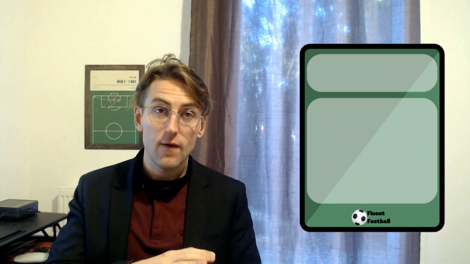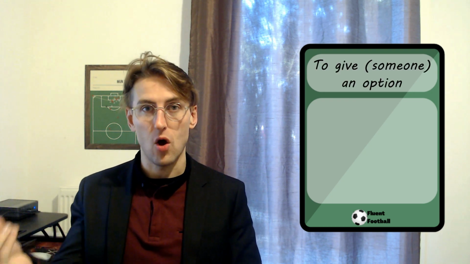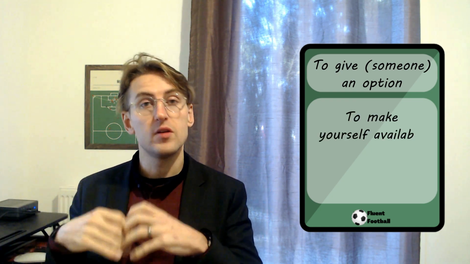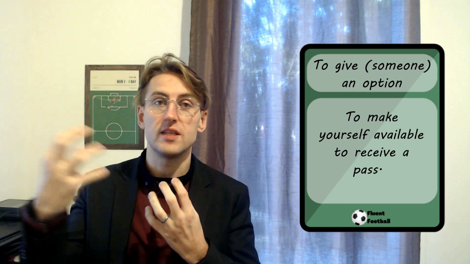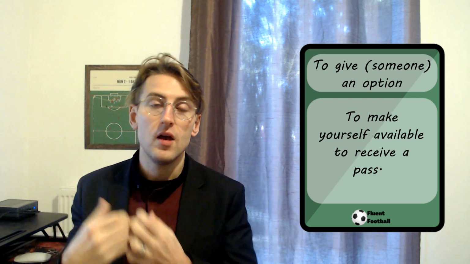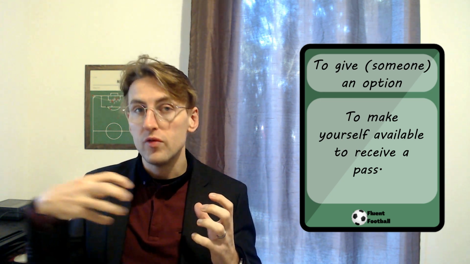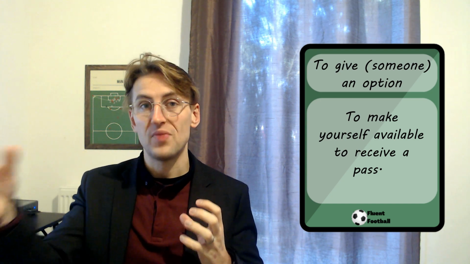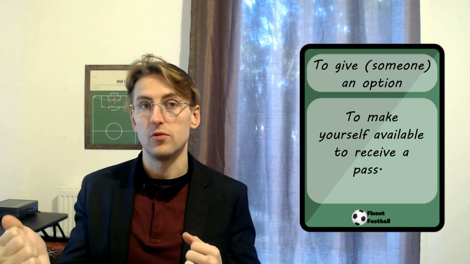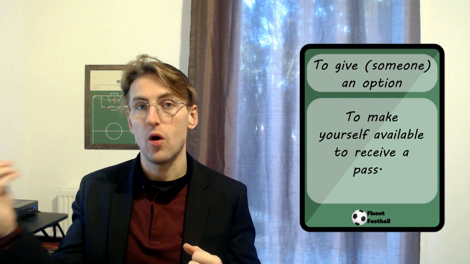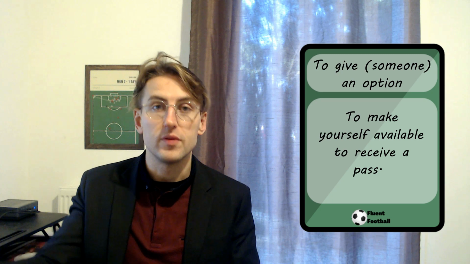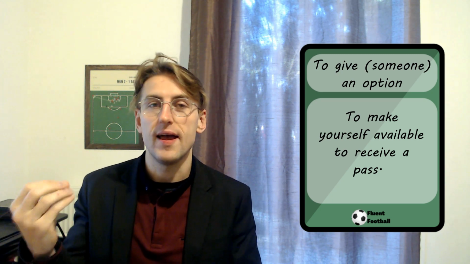Number 11, very important: when you circulate the ball, you need to give someone an option. When you do this, it just means that you make yourself open, you make yourself available to receive a pass. So you move away from an opponent or you move into space to make sure that your teammate with the ball has someone to give the ball to, to give someone an option. For example: Silva moves out to the wing into open space to give Cancelo an option.